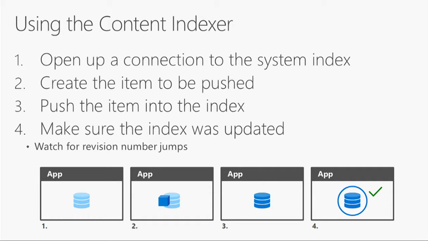The index will then take the data in the property bag, make it searchable, and call back to your app to say that the operation is complete. You're going to want to make sure that the index actually reports success.